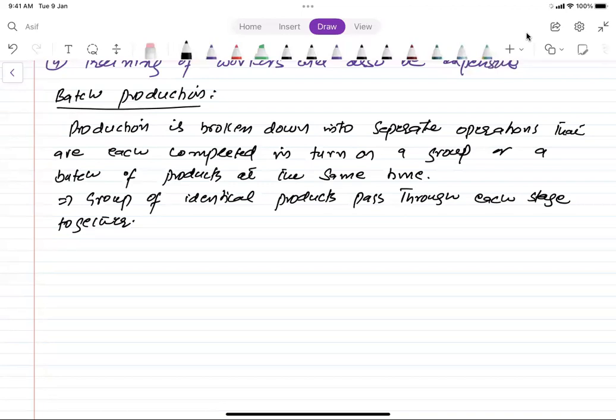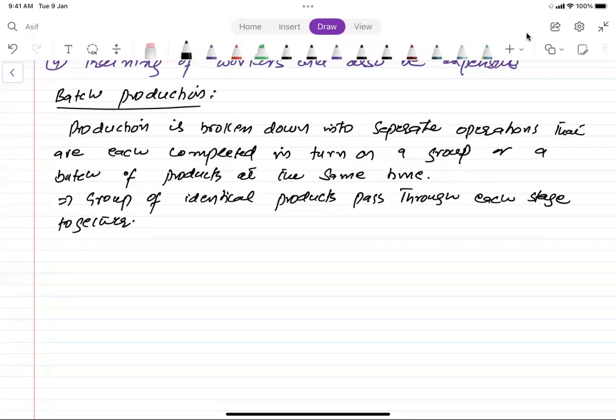In batch production, similar items are prepared in batches. For example, in the shoes, there will be one batch of brown shoes, then there will be one batch of black shoes. There will be one batch of number 6 shoes, then there will be one batch of number 7 shoes, for example. So this is what we call a batch production.